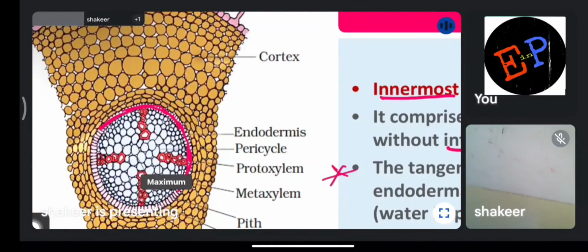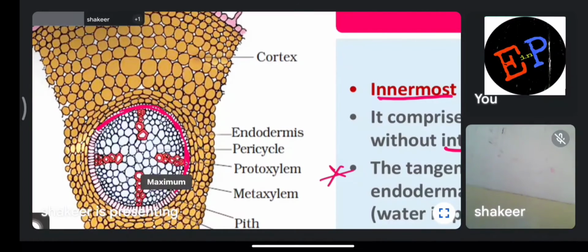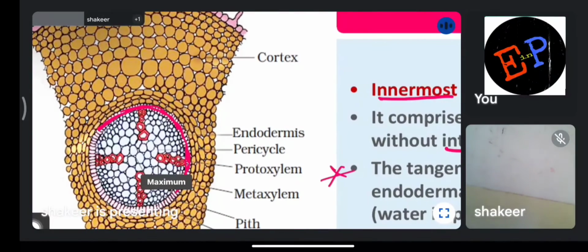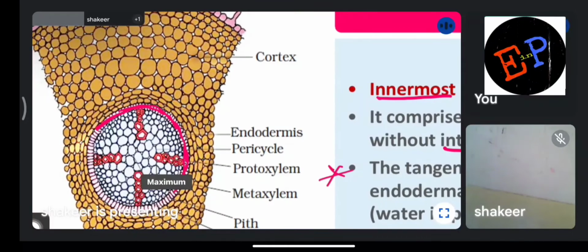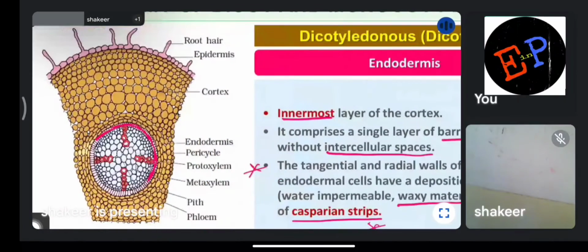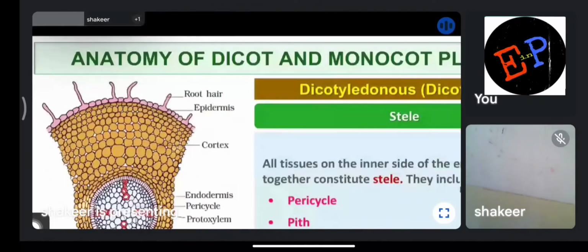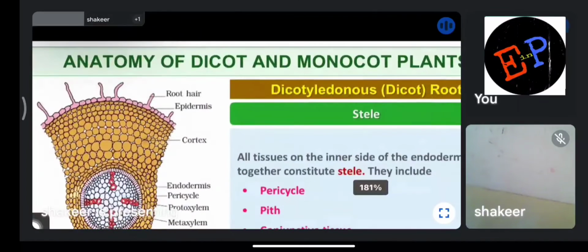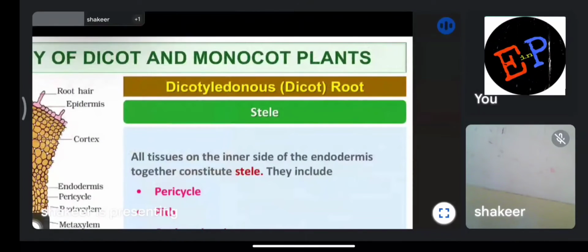Barrel shaped cells you can see there, no? Clear, no? So in between these cells you can find this material which is called suberin, which is water impermeable and it is a waxy material. Okay, that's it. So then we are studying about the innermost structure which is called stele.